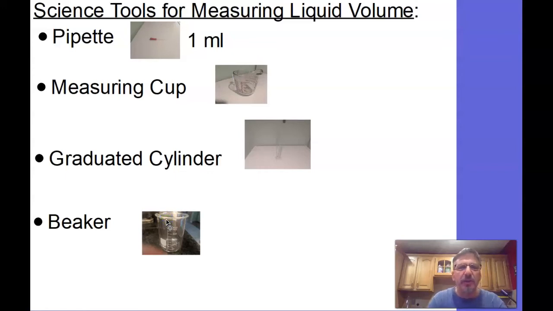When you're discussing the science tools, the metric units are always either milliliters or liters. You won't see kiloliters because of the amount of water a kiloliter is. Since a bathtub full of water is a kiloliter, there's not many things in the science classroom that are going to hold a bathtub full of water. So on the sides of all your tools, you'll see either mL or L.